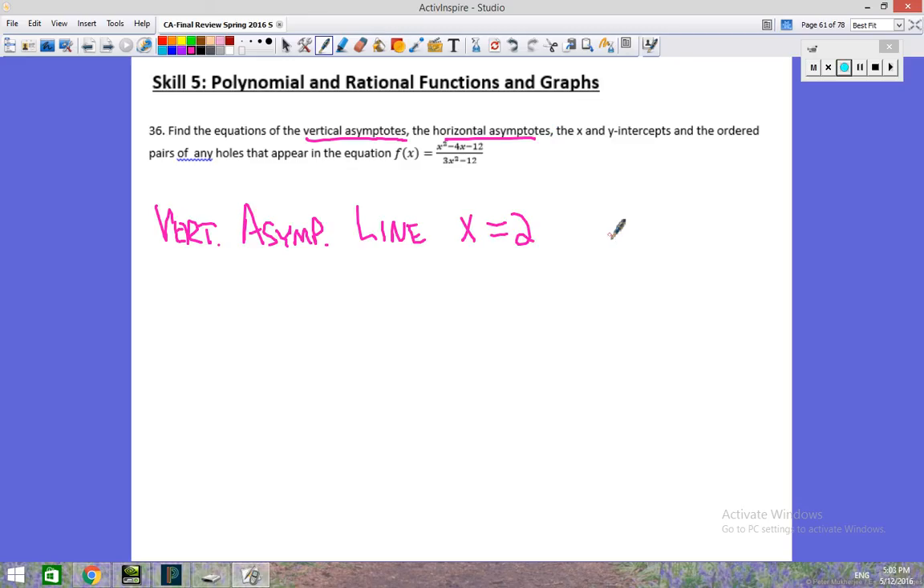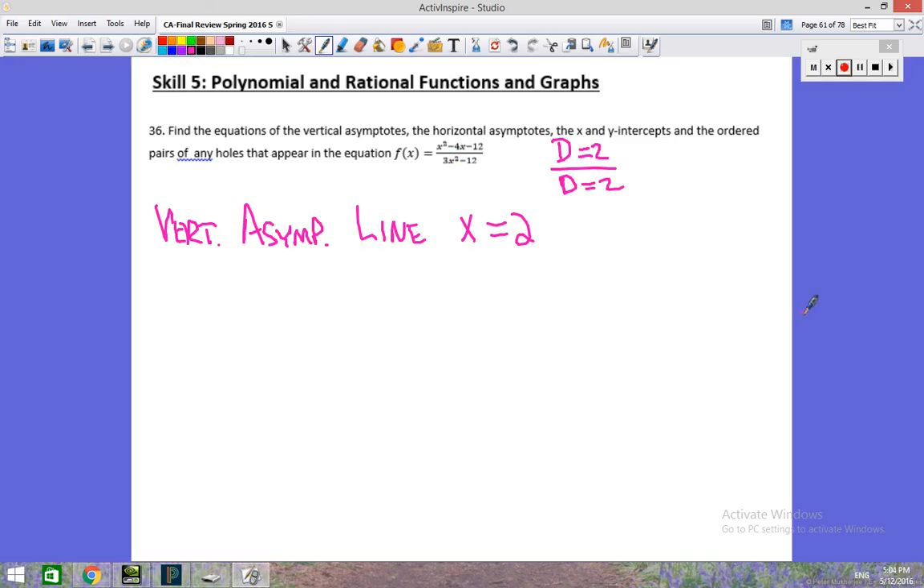Have we found a horizontal asymptote? Well, no, we haven't thought about that yet. To find the horizontal asymptote, you compare the degree of the numerator against the degree of the denominator. You only use that leading term. This is in standard form. It's this x squared. The degree of that numerator is 2. The degree of this denominator is 2.